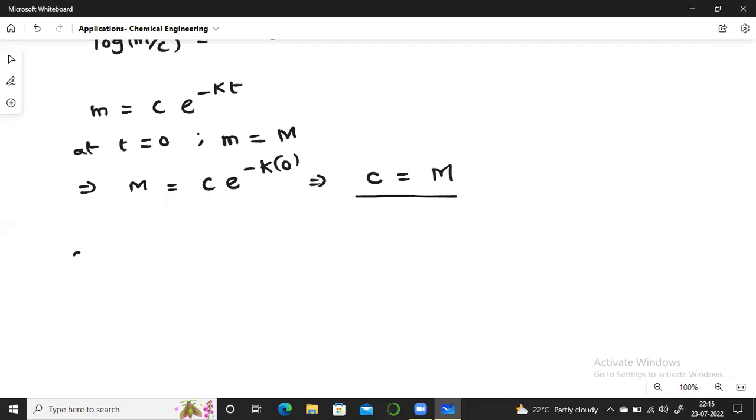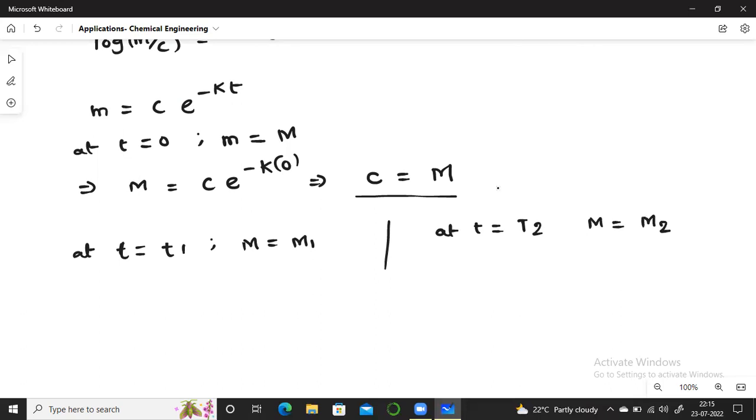At t is equal to t1, what is the mass? m is equal to m1. And here I will write, at t is equal to t2, m is equal to m2.